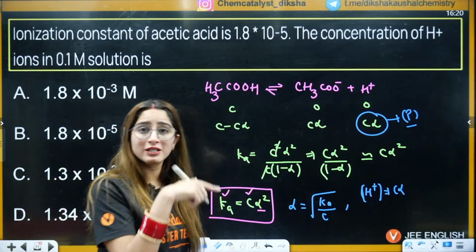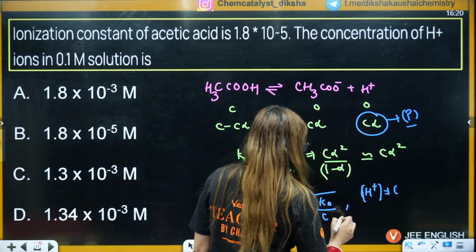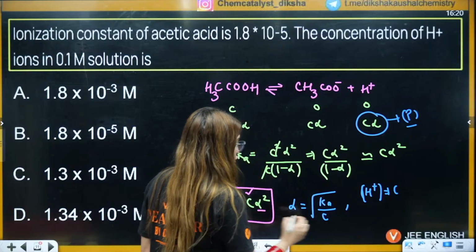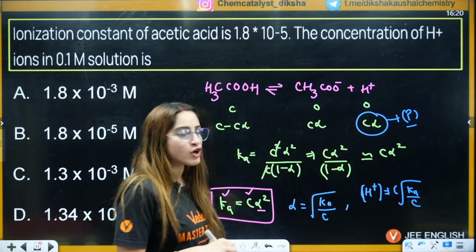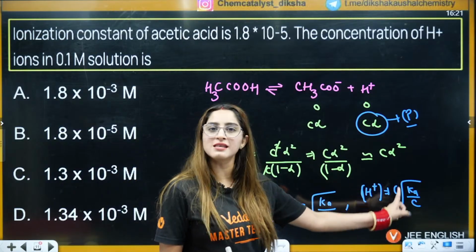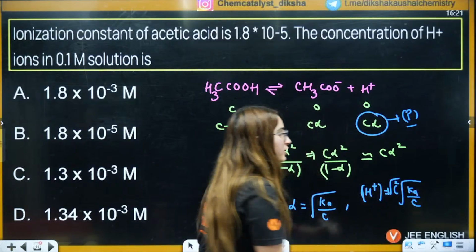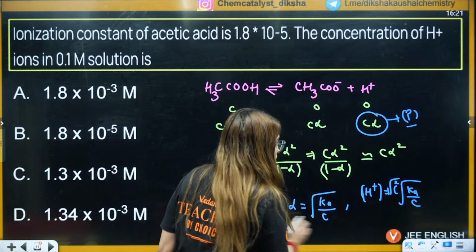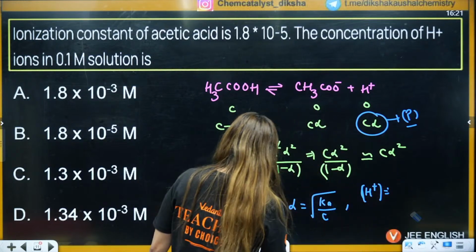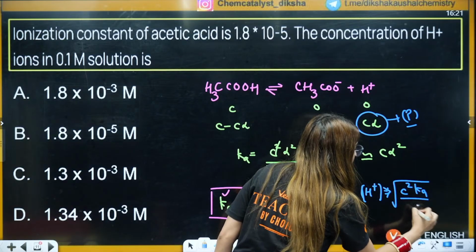So I'll put the value of alpha here, that is under root of Ka divided by C. Now can I also write this C as under root of C square? If I put the square under root here, that is nothing but C only, right? So I can also write it as C times under root of Ka divided by C, that is under root of C square Ka divided by C.